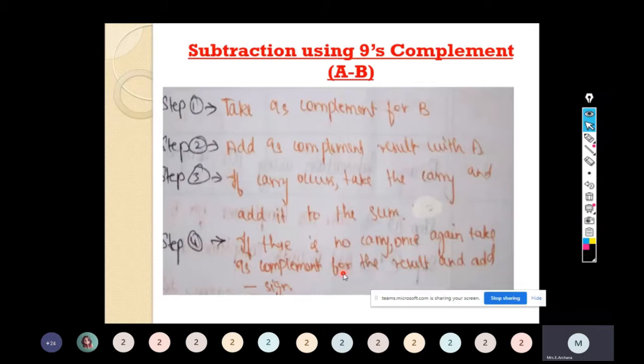Subtraction using 9's complement. Step 1, take 9's complement for B. Step 2, add the 9's complement result with A. Step 3, if a carry occurs, take the carry and add it to the sum. Step 4, if there is no carry, once again take 9's complement for the result and add a negative sign.